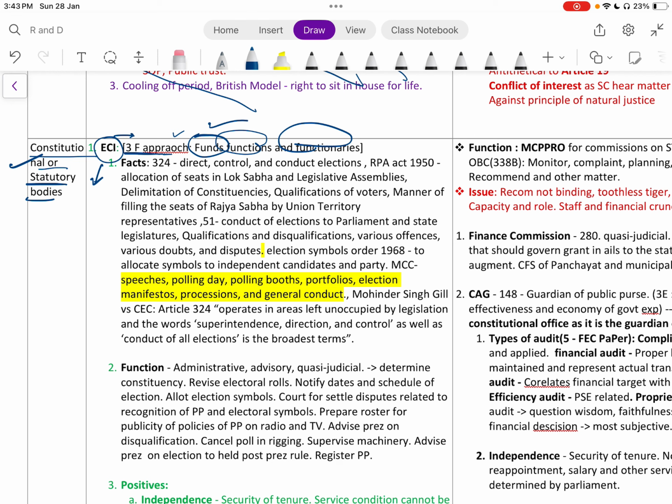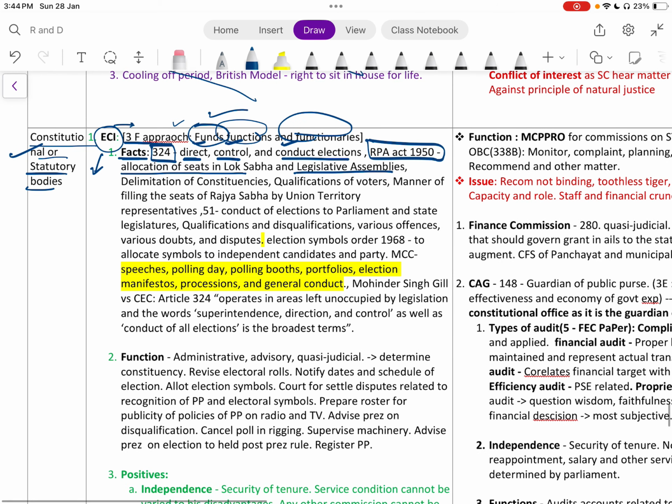Okay. What are the facts? Article 324 directs, controls and conducts elections. Representation of Peoples Act 1950: allocation of seats in Lok Sabha and legislative assemblies, delimitation of the constituencies, qualification of the voter, manner of filling of the seats of the Rajya Sabha by Union Territory representatives.